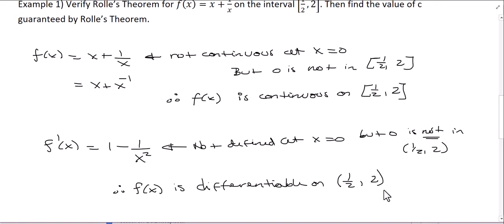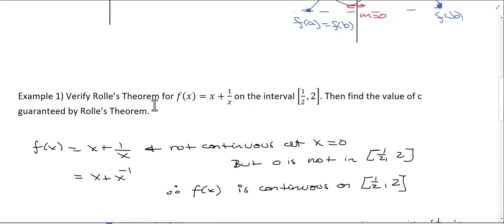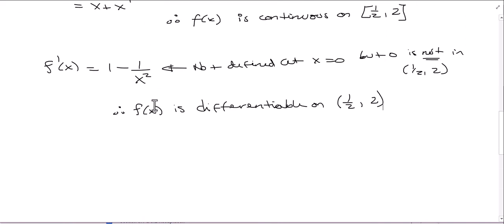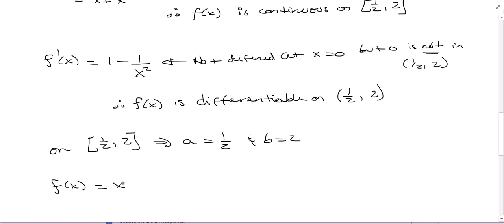And so now we have the first and the second condition. The first condition is that f is continuous on the closed interval. The second is that it is differentiable on the open interval. The third is that f of a equals f of b. So our interval is 1/2, 2, so we can say a appears to be 1/2 and b is 2. So f of x, let me just rewrite it, is x plus 1 over x.